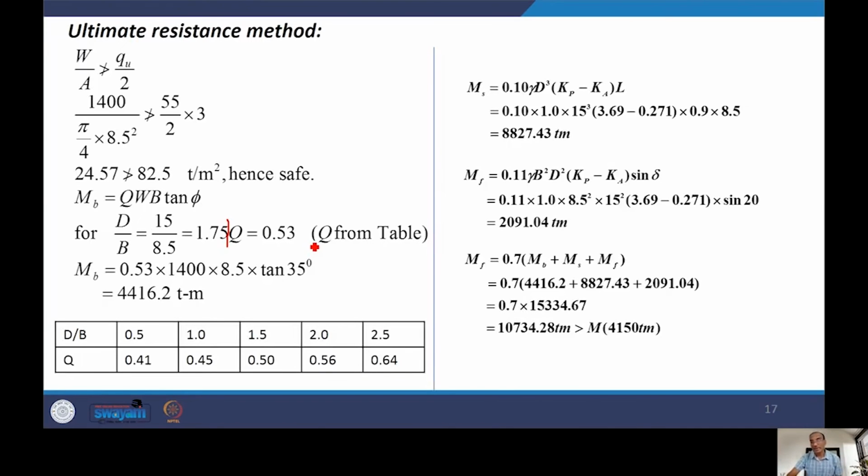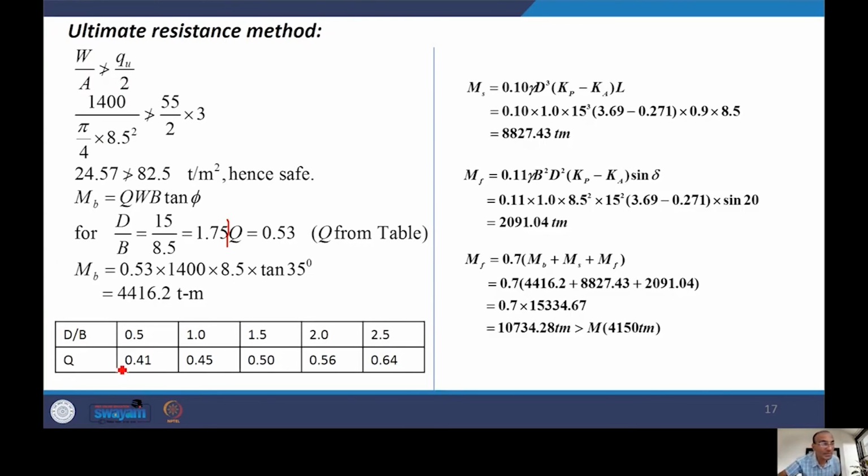Now let's discuss another method, the ultimate resistance method from IRC only. First one was the IRC elastic theory method, and the second one is the ultimate resistance method. In this method, the soil pressure W by A should be within the permissible limit of the bearing capacity. You could see that the value of W by A is coming 24.57, and it is not greater than 82.5 ton per meter square. Therefore, it is safe.